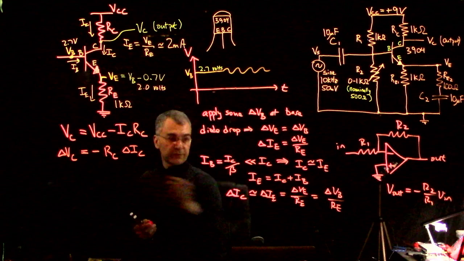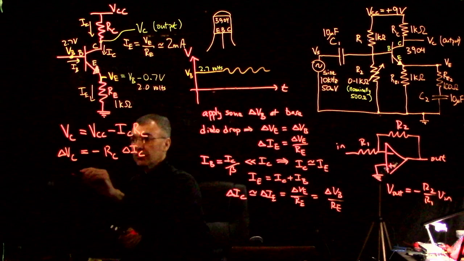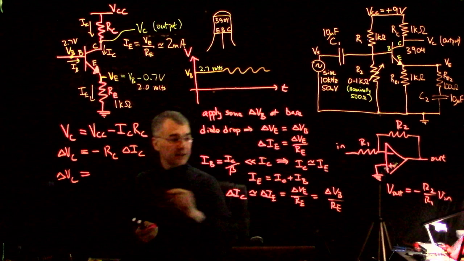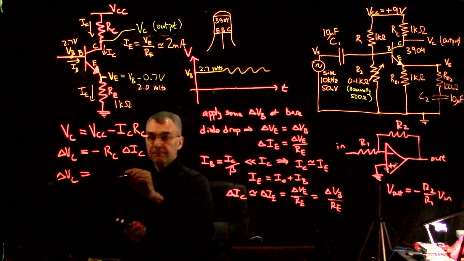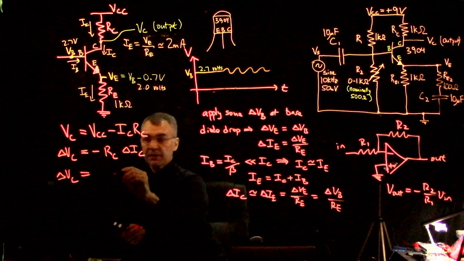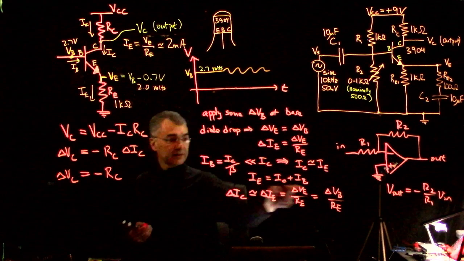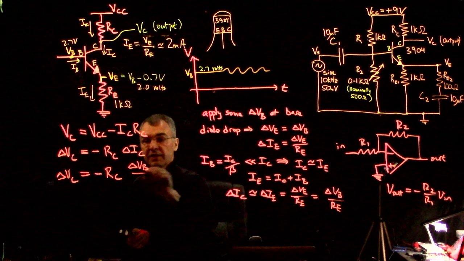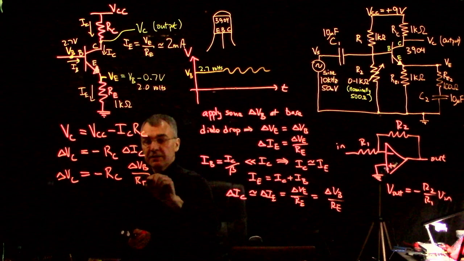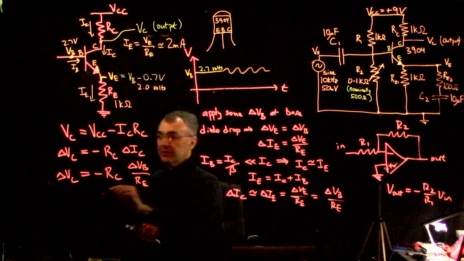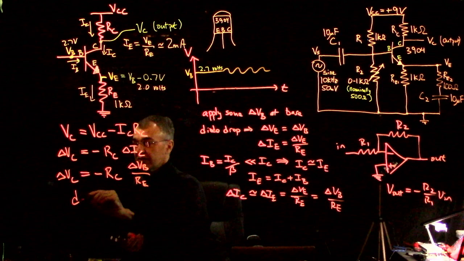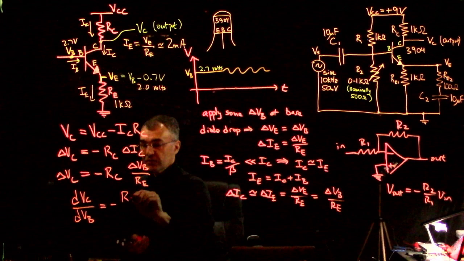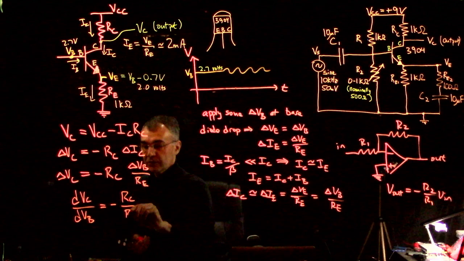And then we can just plug in a value from here. So then this change in collector voltage is minus RC, and then here's delta IC. Delta IC is just delta V base divided by the emitter resistor. So there you go. We have basically the change in the collector voltage with respect to the change in the base voltage is just minus RC over RE.